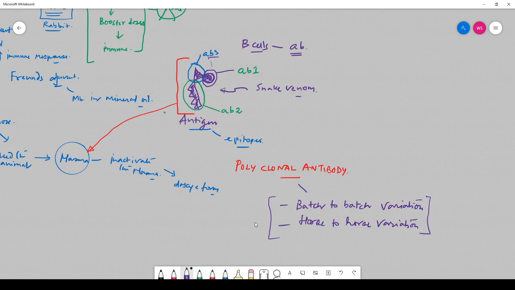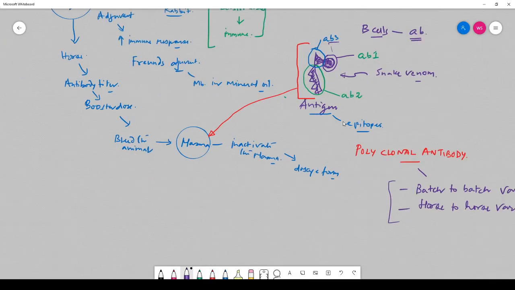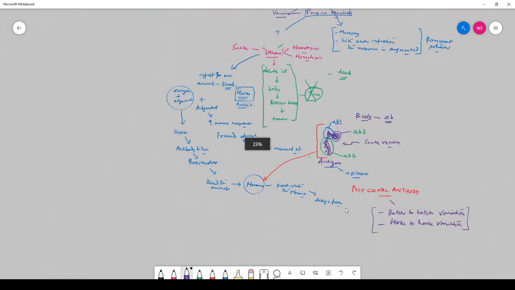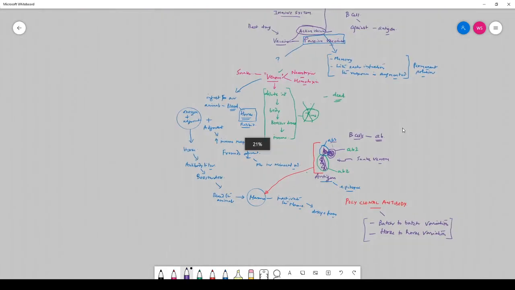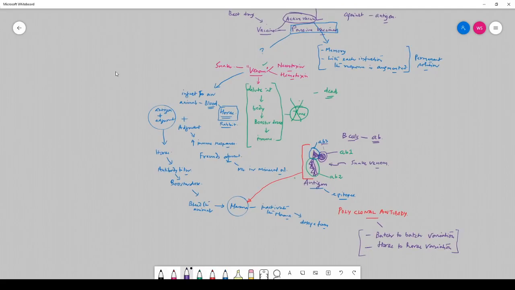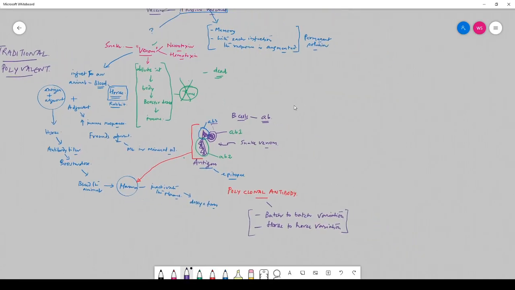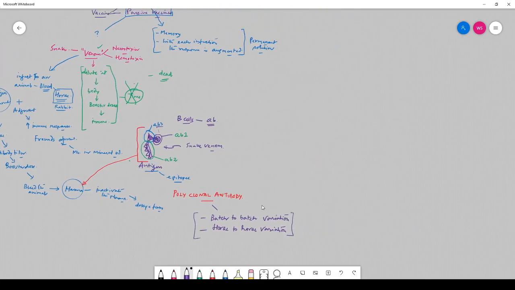So that is where the next advance came. We don't use the traditional vaccine. This is the traditional method, the traditional polyvalent vaccine. This traditional polyvalent vaccine has got this problem. So how can we solve it?